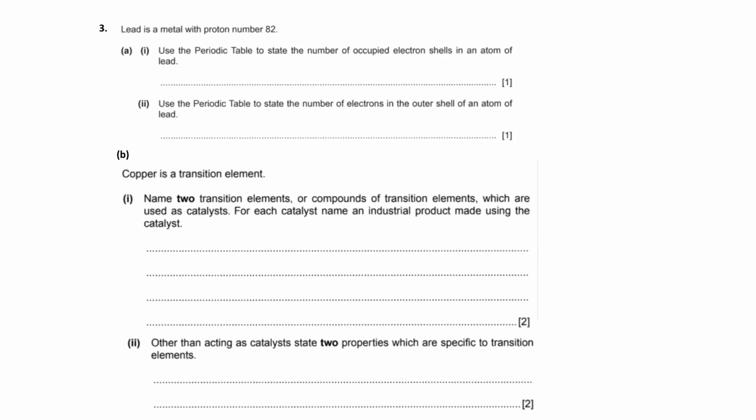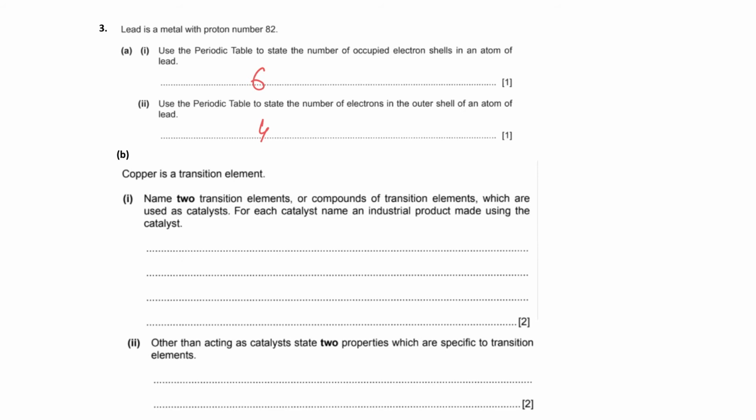Alright, lead is a metal with proton number 82. Use the periodic table to state number of occupied shells. This is similar to the previous one. We'll place it in the periodic table, find it in period 6. So we'll say it has 6 filled electron shells. Use the periodic table to state number of electron in the outer shell. Again, look in the group number. This is in group 4, so we'll say 4.